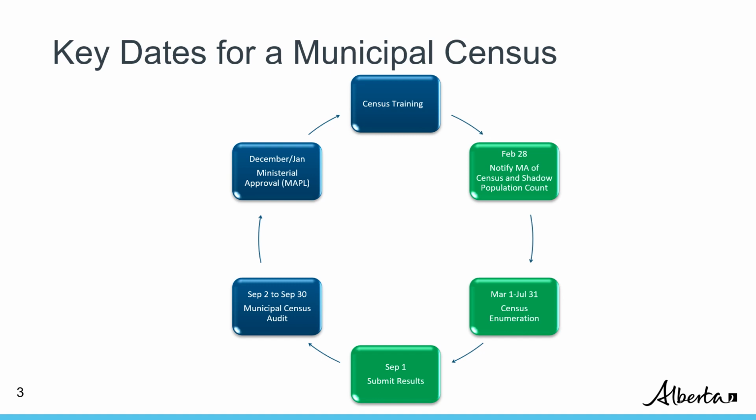Final approval of the municipal census and shadow population counts will be completed by December or January of the following year through the publication of the Municipal Affairs population list. We do plan to undertake a formal review of the municipal census project in 2024 and will contact you regarding your feedback.